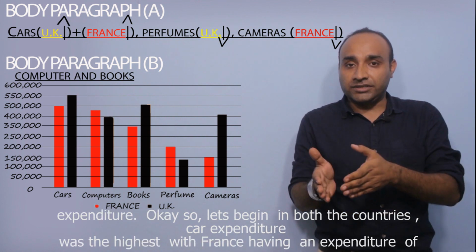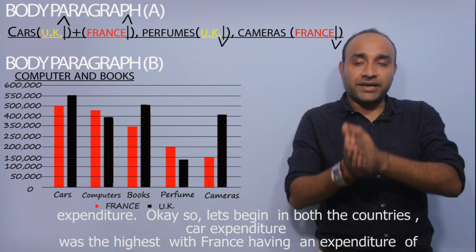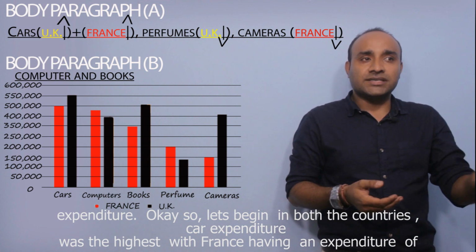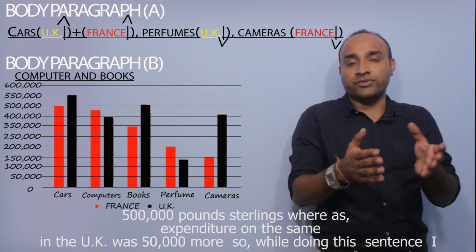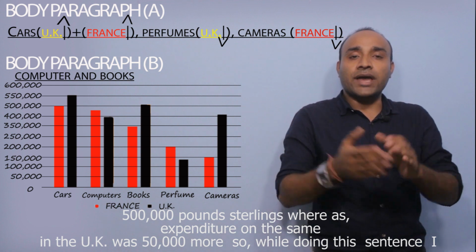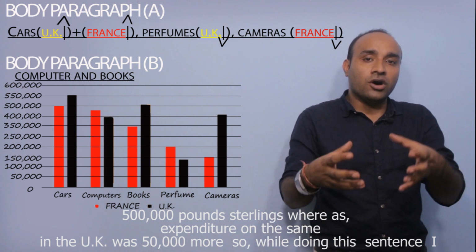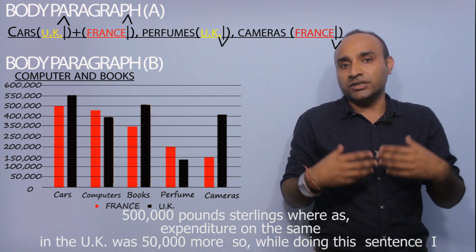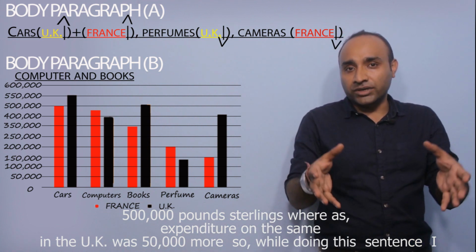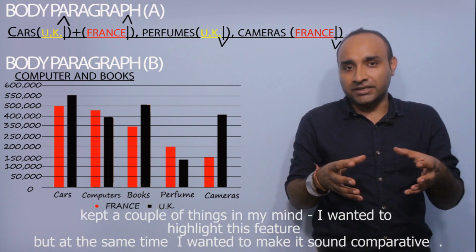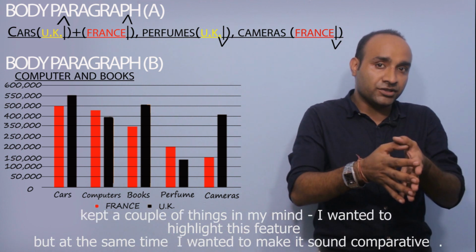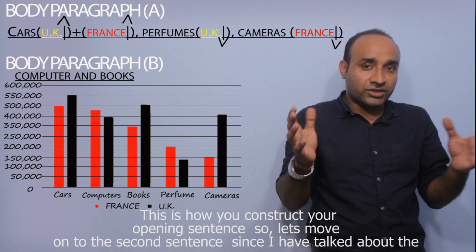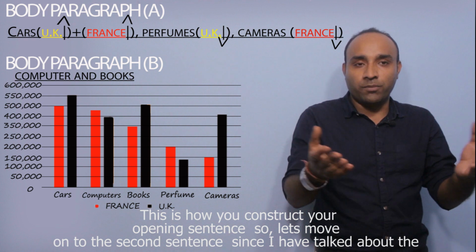In both the countries, car expenditure was the highest, with France having an expenditure of 500,000 pounds sterling, whereas expenditure on the same in the UK was 50,000 more. So while doing this sentence, I kept a couple of things in my mind. I wanted to highlight this feature, but at the same time, I wanted to make it sound comparative. So this is how you construct your opening sentence.